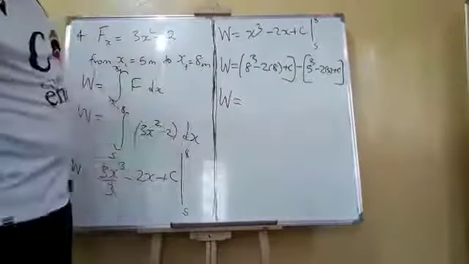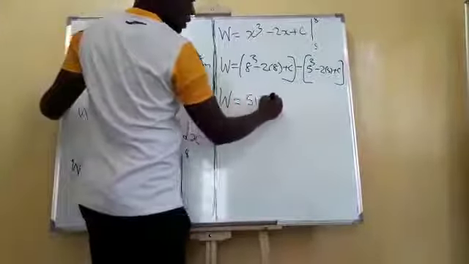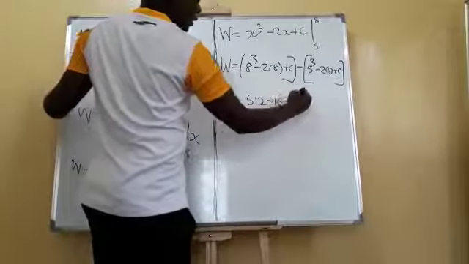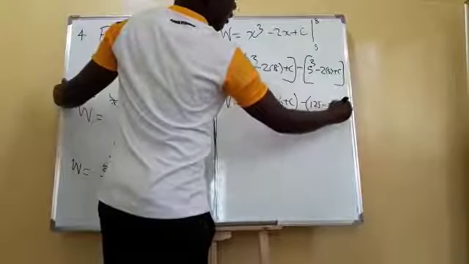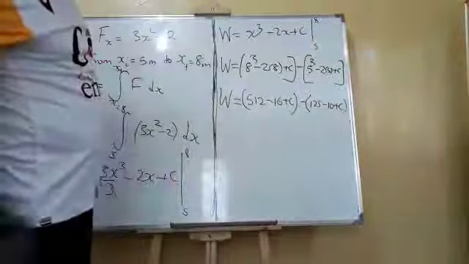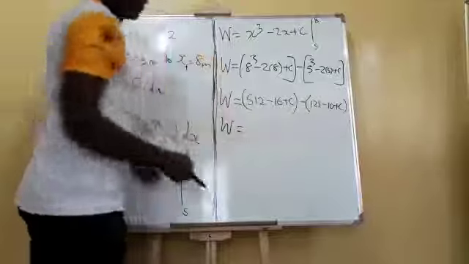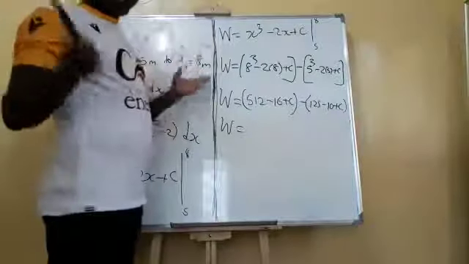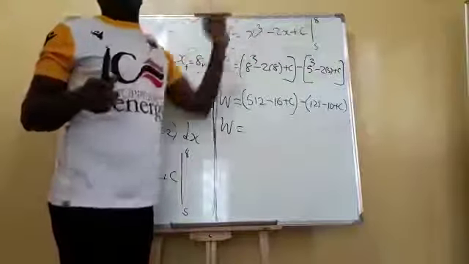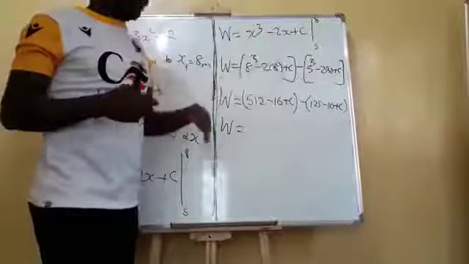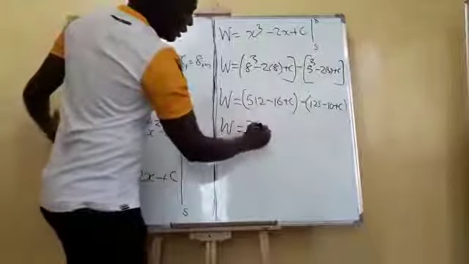So you see that when we evaluate this, here we are going to find 512 minus 16 plus constant, minus 125 minus 10 plus constant. So when we evaluate, you see that the constant minus constant, so the constant will be cancelled. So it's as good as not even including it when we are dealing with the limits, because it does not have any effect, whether we include it or not. So when you evaluate, the final answer you should get is 381 joules.